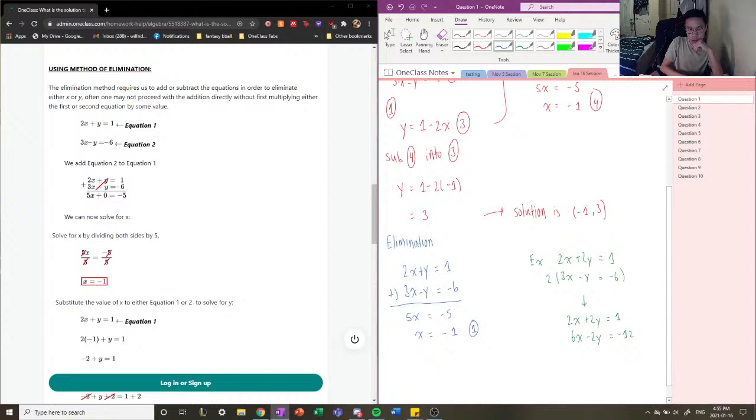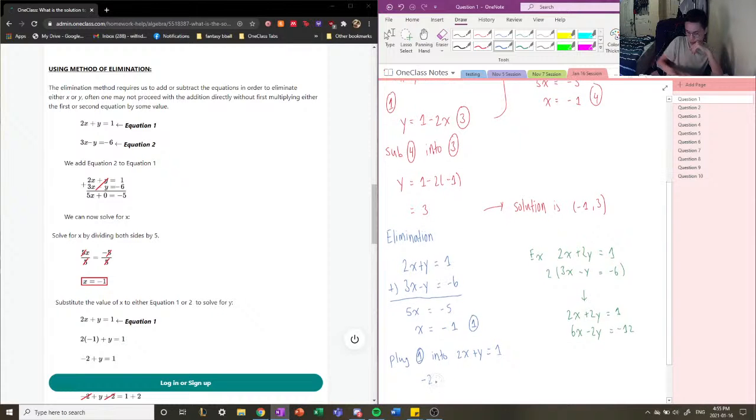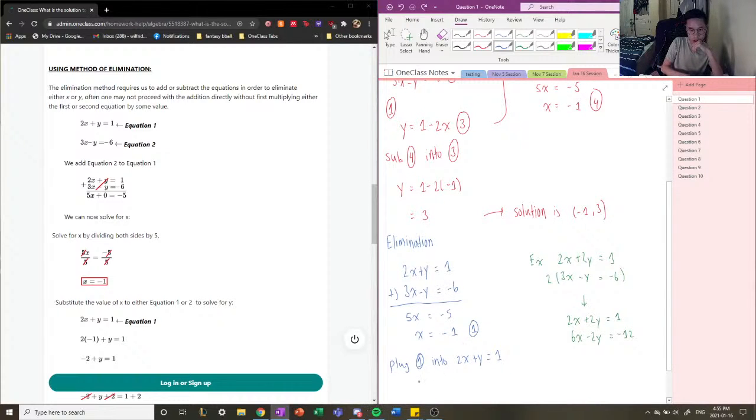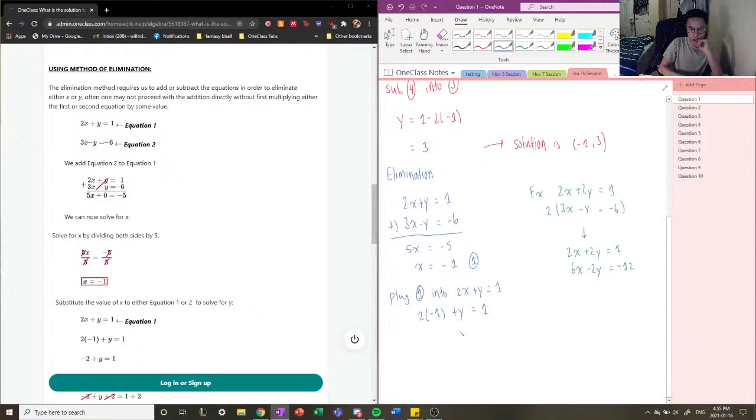So let's do this, and plug negative 1 into 2x plus y equals 1, and we write 2 times negative 1 plus y equals 1. If we isolate for y, we get y equals 3. And therefore, the solution is negative 1 and 3.